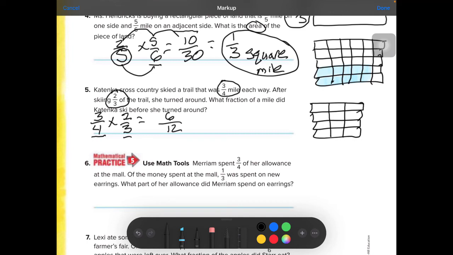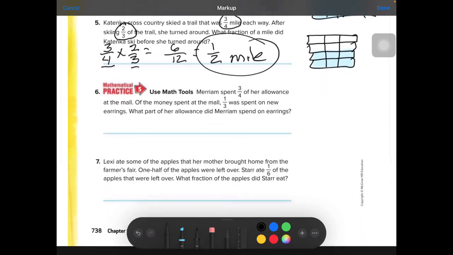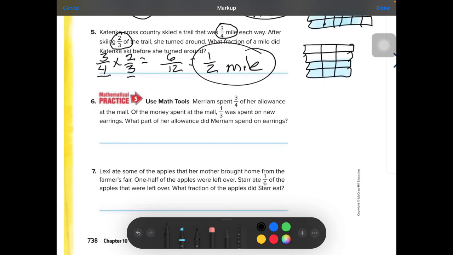So let's figure it out. 3 times 2 is 6. 4 times 3 is 12. So 6 out of the 12 are going to be shaded in. And I'm just going to shade them in like that. And we know that we can simplify that. 6 will go into 6 one time. 6 will go into 12 twice. So she skied a half a mile.